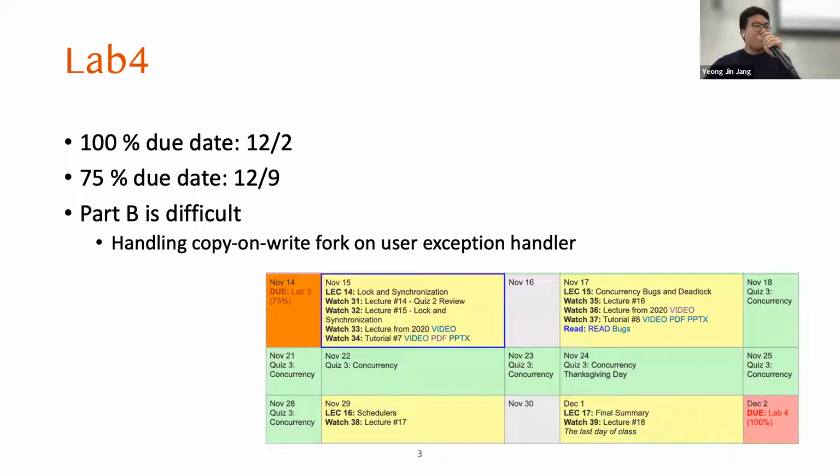And then lab 4 has started. So part A is easy, but part B is quite difficult. So please start lab 4 as soon as possible, and try to finish up to the 65 points mark. Finishing part B will let you get there. And then part C is actually not that hard.